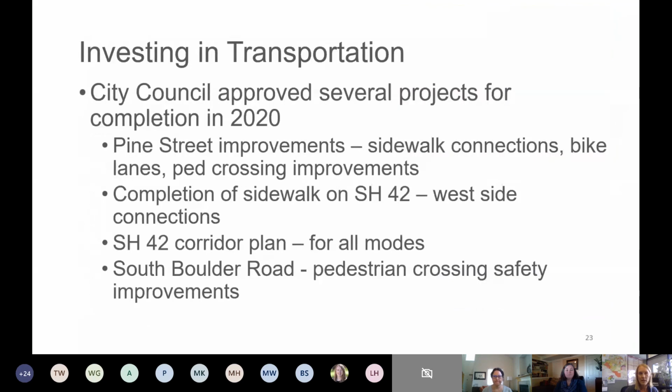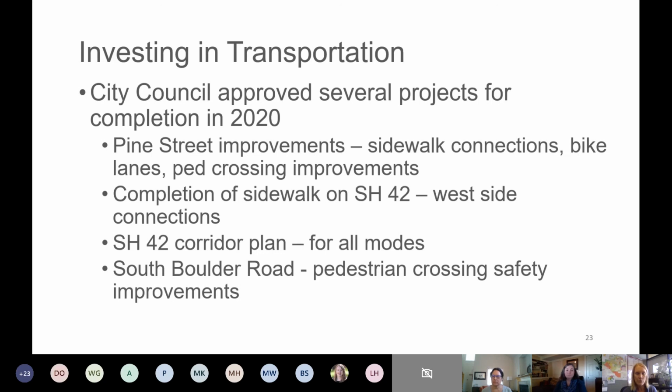So I already talked about the Pine Street improvements that are happening this year. We had a number of projects that were approved prior to COVID-19, and so they're moving forward. We have sidewalk improvements that are happening on the west side of State Highway 42, which are making some great connections. And then, as I mentioned, we're working on a State Highway 242 corridor plan with the City of Lafayette and with CDOT and Boulder County.